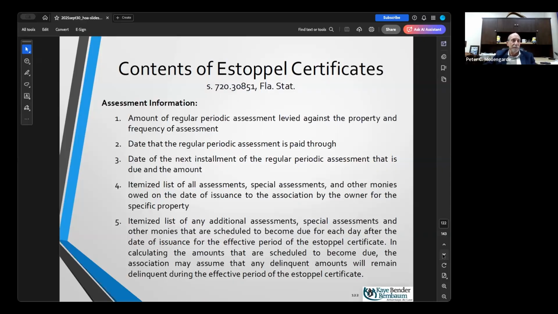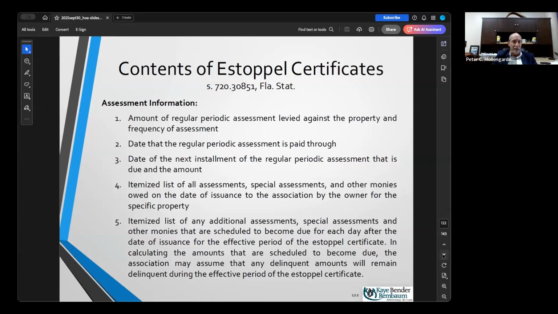Here's the real meat of the estoppel certificate: assessment information. The amount of the regular periodic assessment levied against the property and the frequency. So in other words, what is the monthly or the quarterly assessment? Date that the regular periodic assessment is paid through. So, date of the next installment of the regular periodic assessment that is due and the amount. So what's coming up next month, next quarter, whatever.